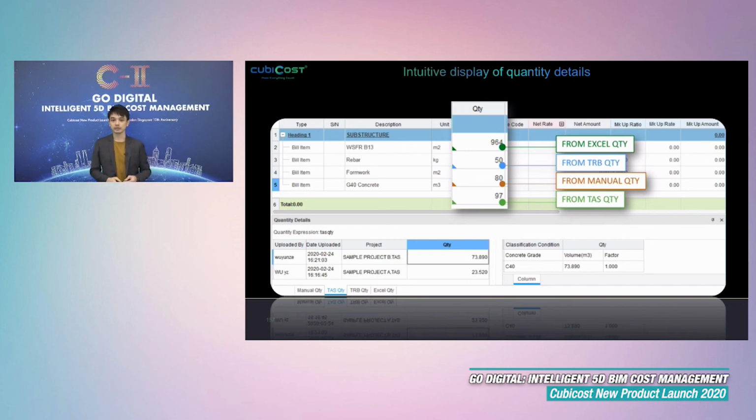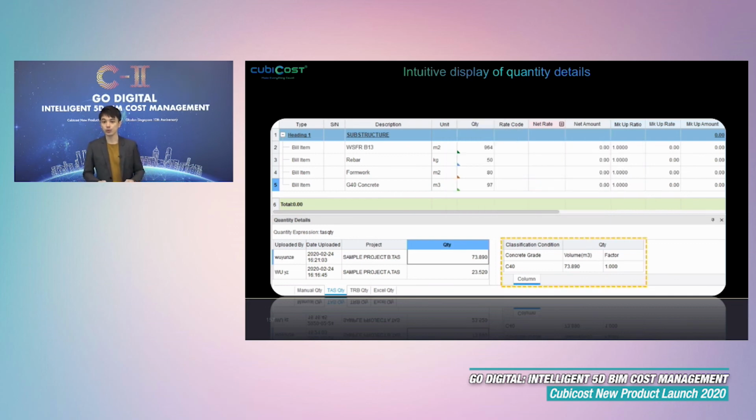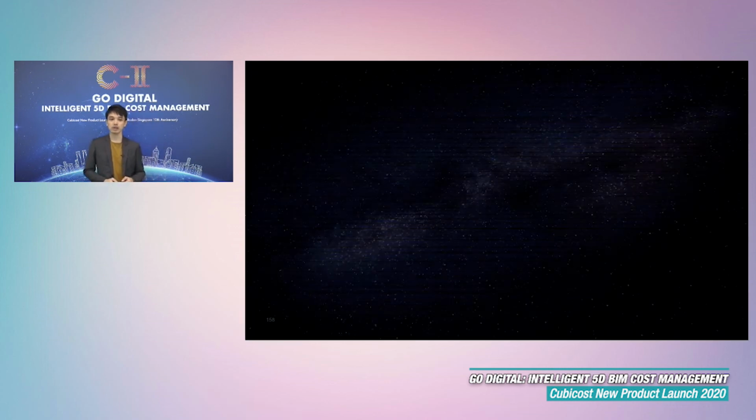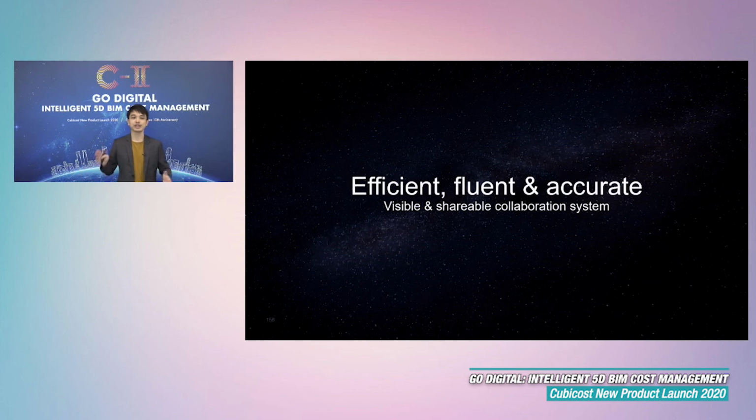Furthermore, the information on who, when, and where the data comes from can be viewed in one simple window at the bottom. As a result, it is very convenient to trace the history of certain quantities. All of this, because TPQC has a visible and shareable collaboration system, makes our collaboration work more efficient, fluent, and accurate.